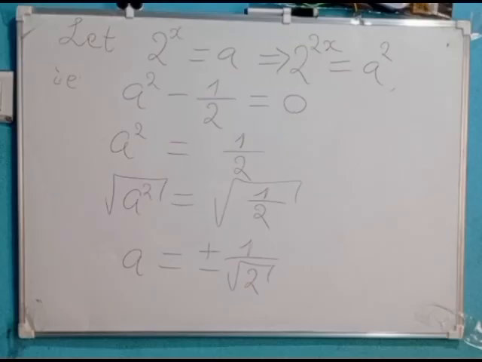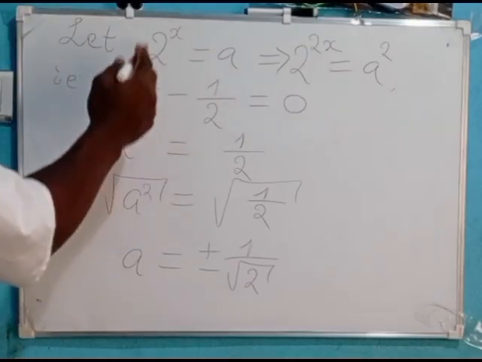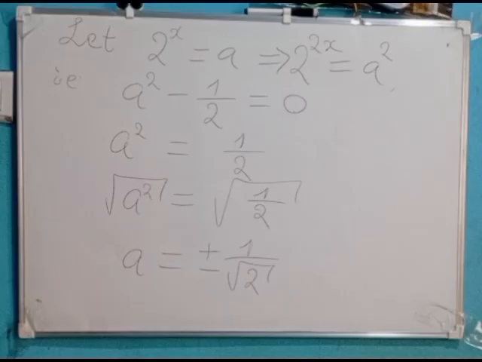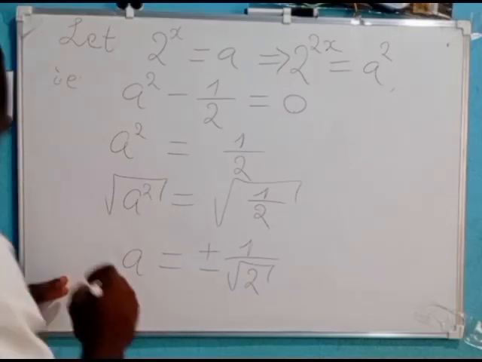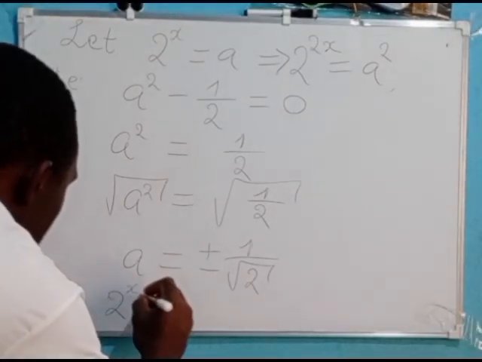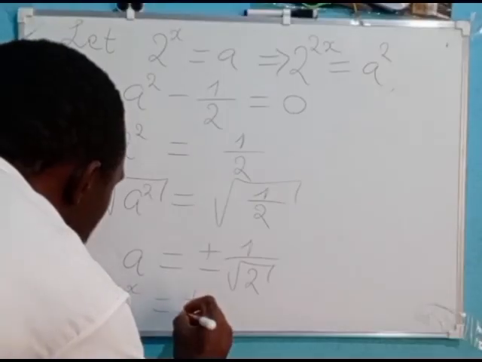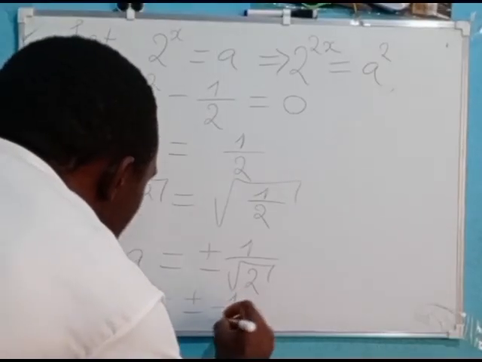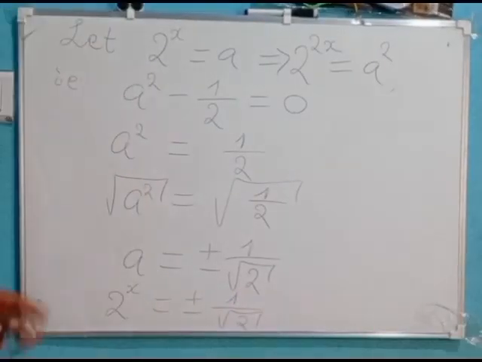We are not looking for a, we are looking for x. Recall that a is 2 raised to the power x. We are going to replace a with 2 raised to the power x. This will give us 2 raised to the power x is equal to plus or minus 1 over root 2.